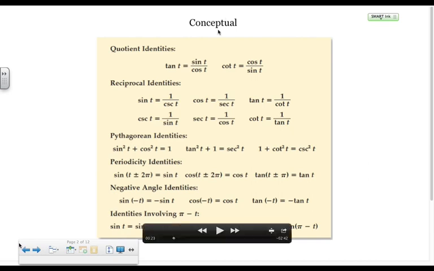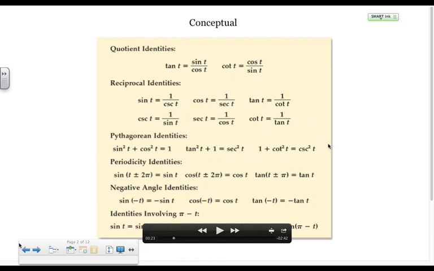mostly today will be the quotient identities, okay, which says that tangent of t equals sine over cosine, and cotangent is cosine over sine. The reciprocal identities, which you know those, sine is 1 over cosecant, cosecant is 1 over sine, and so forth on those ones.